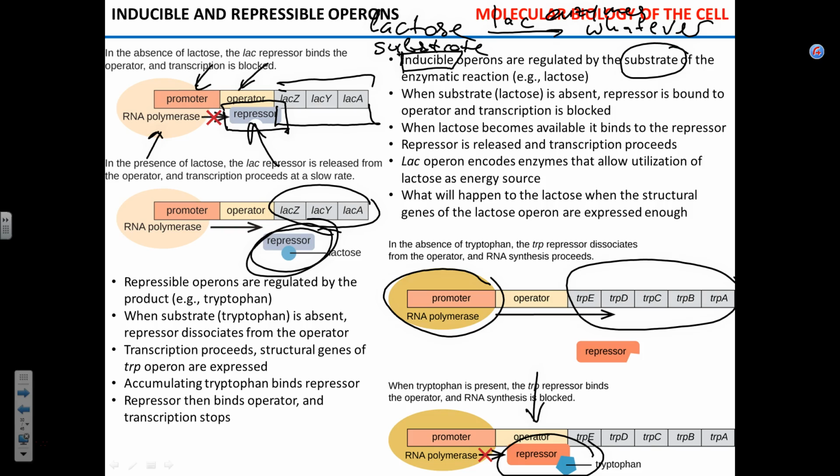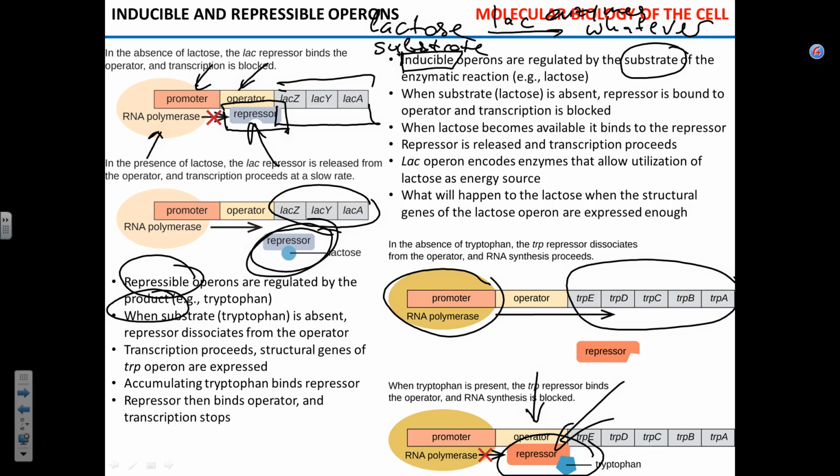When expression of the genes stopped, what's going to happen to the tryptophan synthesis? It will stop. When the cell will use all tryptophan that was synthesized, what's going to happen to this complex? Yes, repressor is going to fall off and the synthesis will start again. So, products regulate repressible operons.